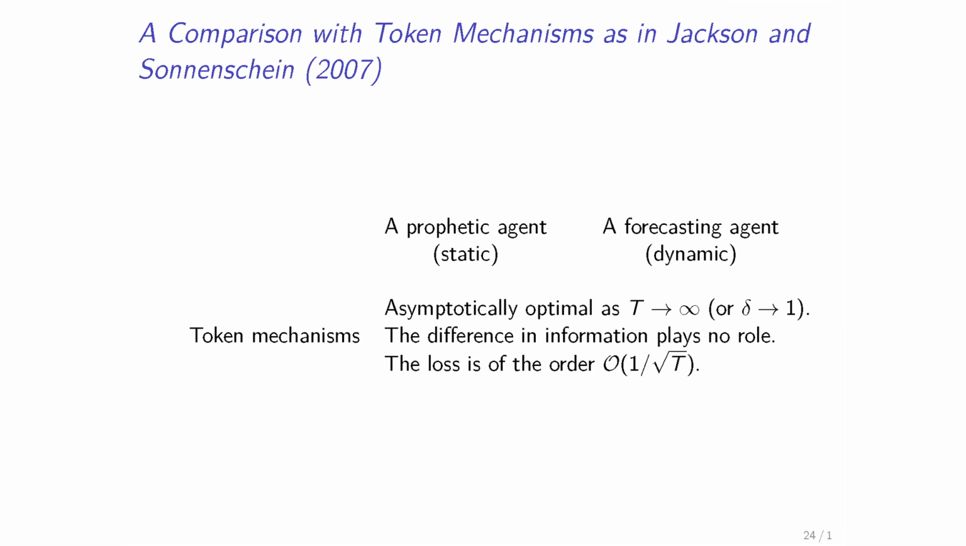So in that case, Jackson and Sonnenschein have proved that the token mechanism is asymptotically optimal if we have a prophet agent. That means it's also asymptotically optimal if we have a forecasting agent. That's exactly the answer to your question. So as delta goes to 1, or as T goes to infinity, the token mechanisms are asymptotically optimal. Also, we know that the difference in information between the two models plays no role in this environment. And the efficiency loss is of the order of the inverse of the square root of T. Okay. This comes from the law of large numbers.